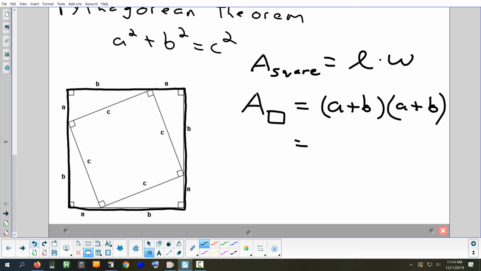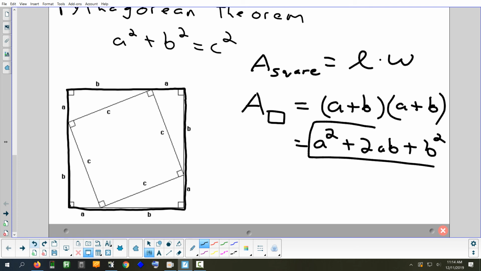Now let's FOIL that out and simplify it. What would you get? A squared plus BA plus BA plus B squared, which is A squared plus 2AB plus B squared. Anyone disagree that that's the area of the black square?